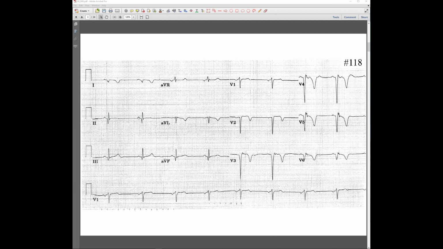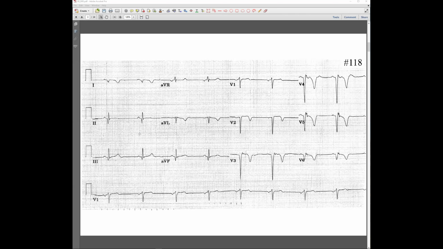Why don't you start with lead number 1? V2, V3, V4, V5 also have pathological Q waves, and there is also T wave inversion in V4, V5. Okay, slow down a little bit. You do see Q wave in lead number 1, lead number 2, lead number 3, AVF. There is no Q in AVL. However, V2, V3, V4, V5, V6.